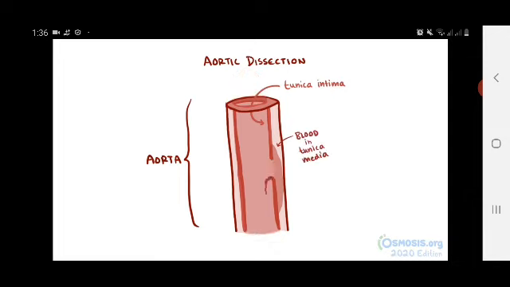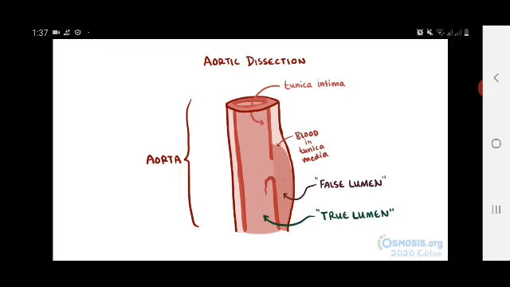Now, as the high-pressured blood continues to shear more and more of the tunica intima off the tunica media, blood starts to pool between the two layers, increasing the outside diameter of the blood vessel. The area where blood collects between the tunica intima and the media is called a false lumen, and the true lumen is the regular lumen of the blood vessel.